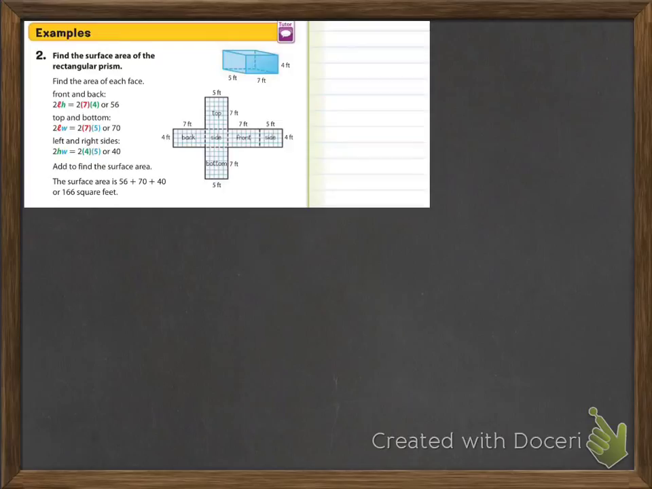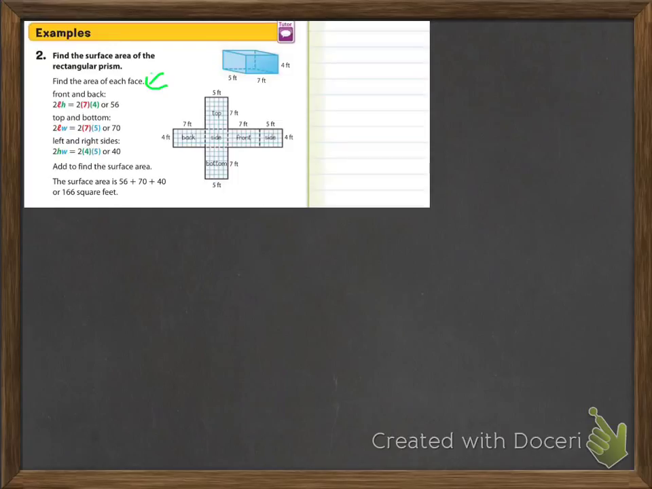So let's go ahead and do exactly what we did before for this problem too. Actually, on second thought, I'm going to have you just use what they have here because I don't want you to have to reinvent the wheel. I don't want you to have to redo it all over again. So it says to find the area of each face. So right here you see that. Then for the front and back, they have 2 times 7 times 4 or 56. 2 times 7 times 5, which is 70, and 2 times 4 times 5.